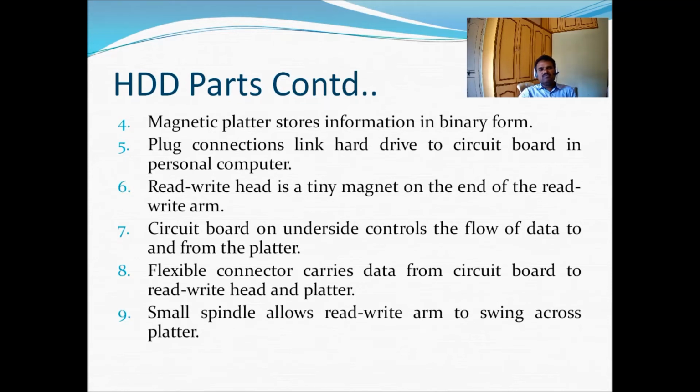The next part is the circuit board on the outside underside, which controls the flow of data to and from the platter. The circuit board is the most important one, which controls the entire operation of the hard disk. The flexible connector carries data from the circuit board to the read-write head and platter. A small spindle allows the read-write arm to swing across the platter. These are the parts inside the hard disk.